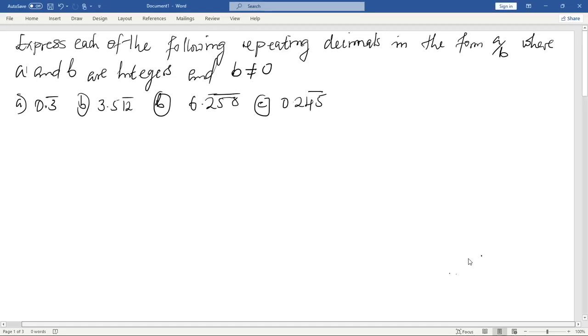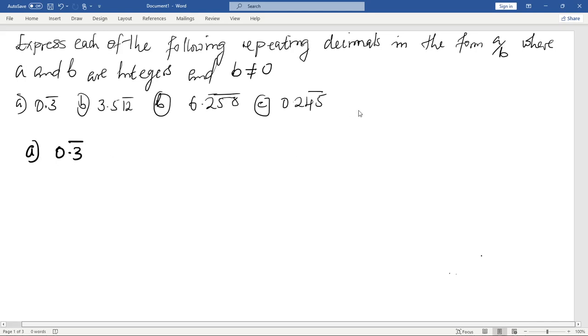So we have the question here that reads, express each of the following repeating decimals in the form of a over b, where a and b are integers and b is not equal to 0. Now, let's start with the first one here. We have 0.3 bar like this.